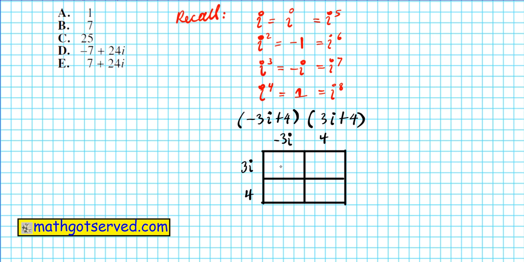3i times negative 3i is negative 9i squared. 3i times 4 is 12i. Negative 3i times 4 is negative 12i. And then 4 times 4 is positive 16. Okay? So we now have negative 9i squared. These two terms in the diagonal are like terms. But guess what? They are opposite, so they add up to 0. So they're gone. Plus 16.